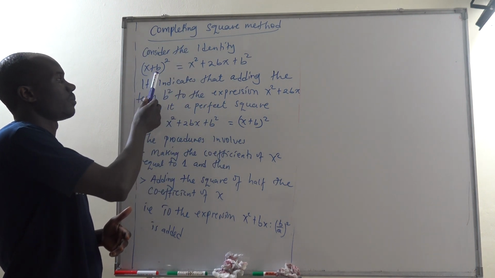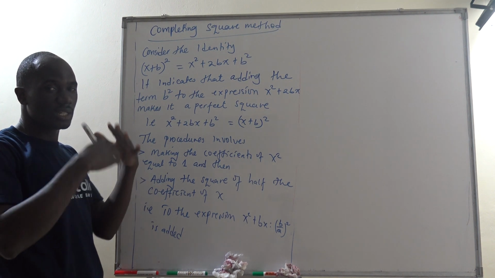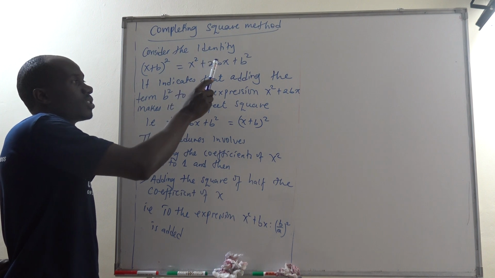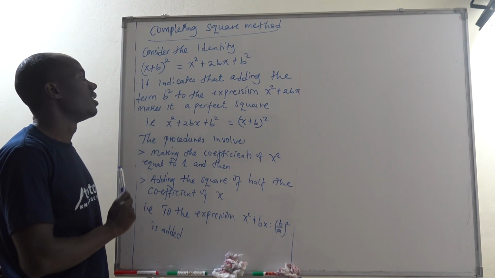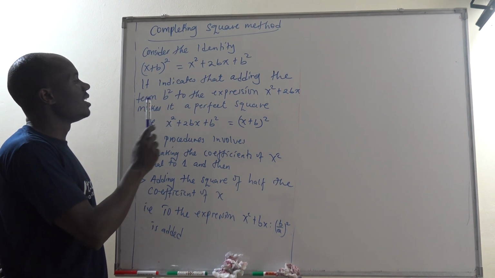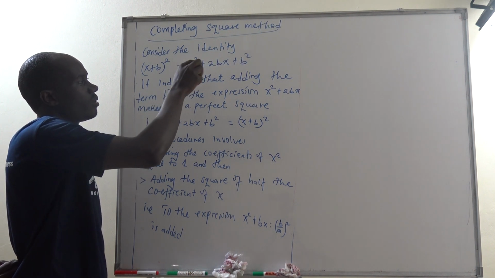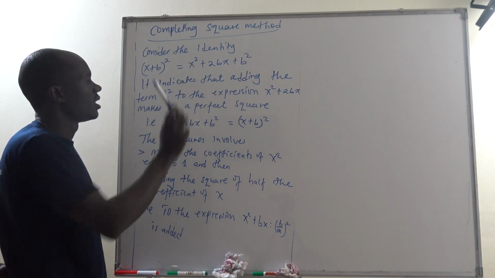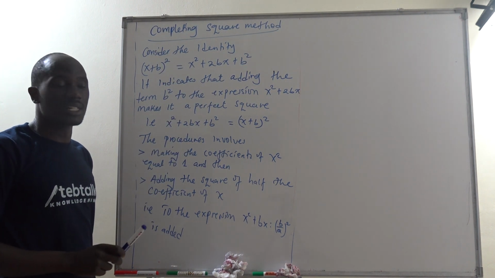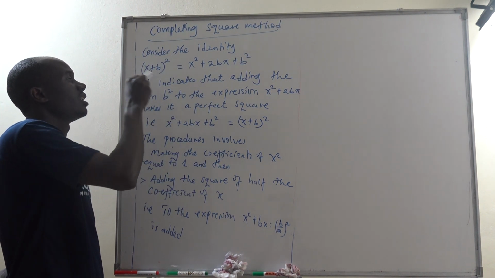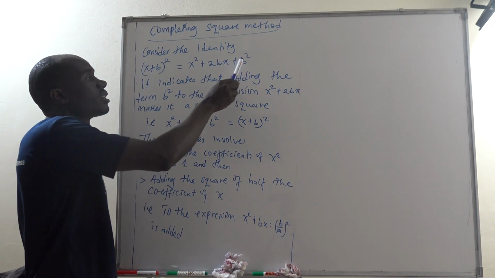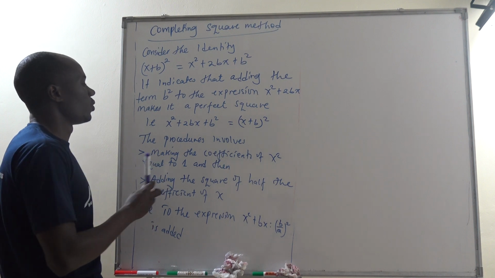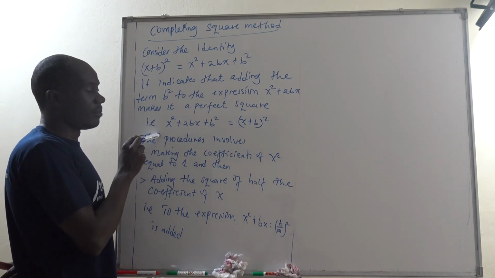Consider the identity (x + b) squared. When you expand it, it means it appears 2 times, and you will come out with x squared plus 2bx plus b squared. It indicates that adding the term b squared to the expression is going to make it a perfect what? Square, so that it can easily be factorized. But when you don't add the b squared, it can't become a perfect square.